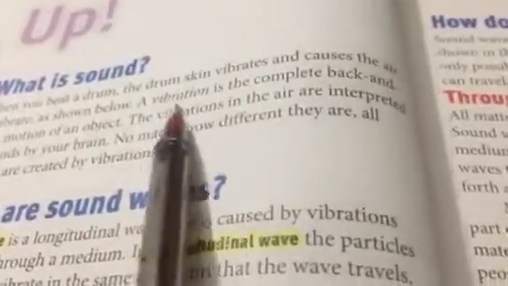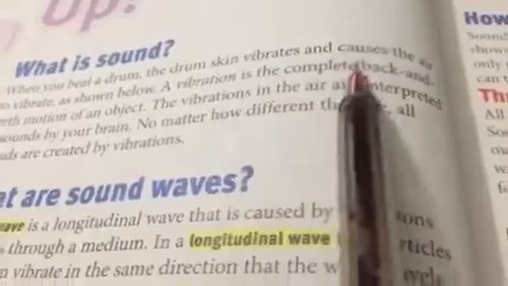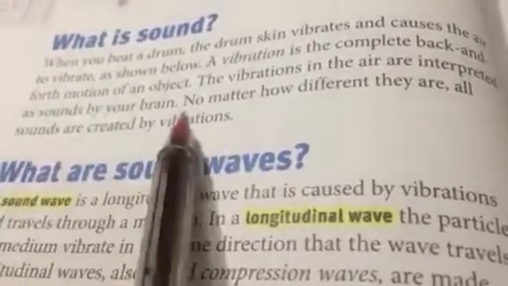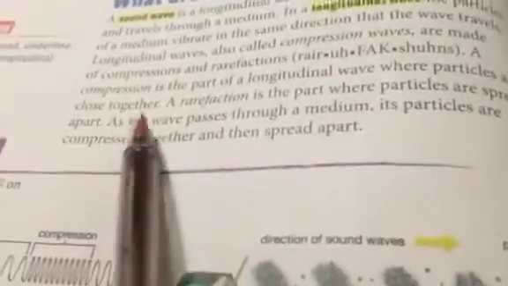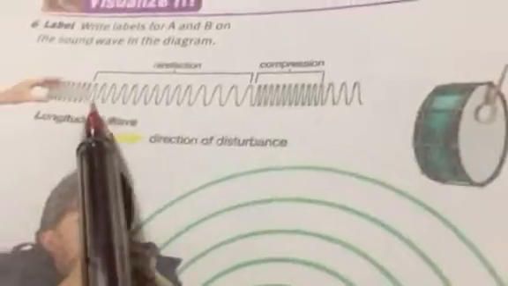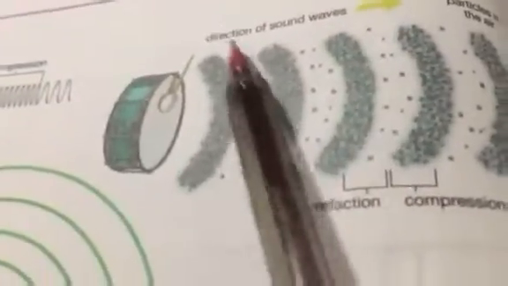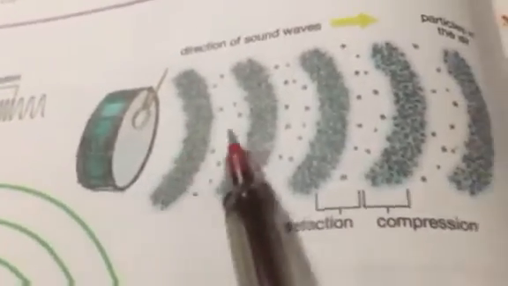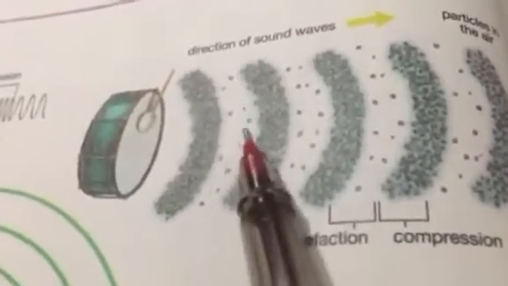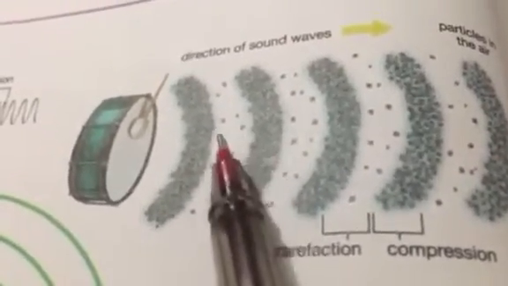Okay, so again, what about the sound? The sound is a kind of vibration. So it's the complete back and forth motion of the object, and it's a kind of longitudinal wave. Longitudinal wave is a kind of compression and rarefaction. When the particles are so close together, it's the compression. When the particles are far or spread apart from each other, it's the rarefaction.